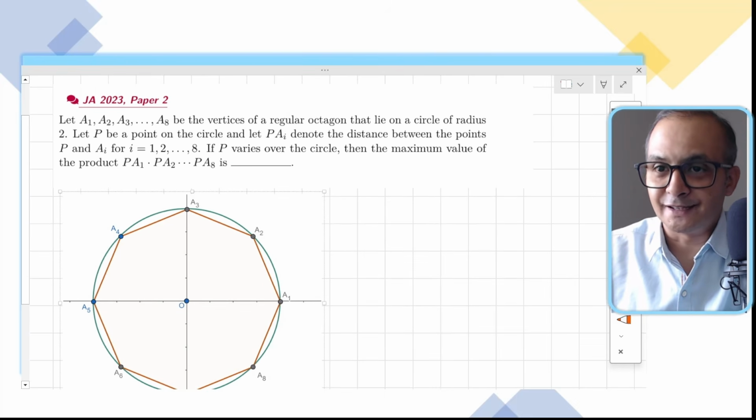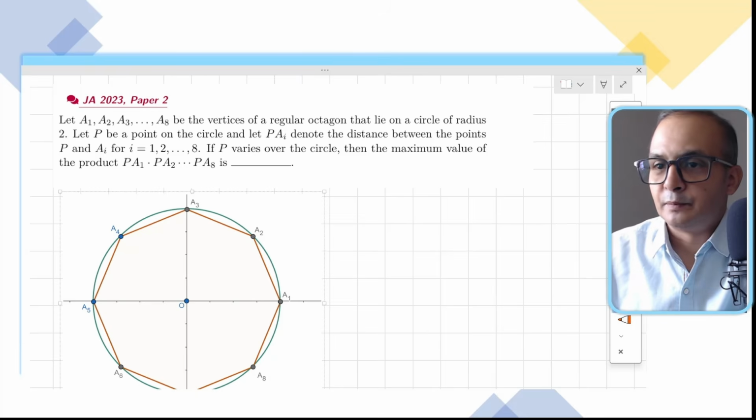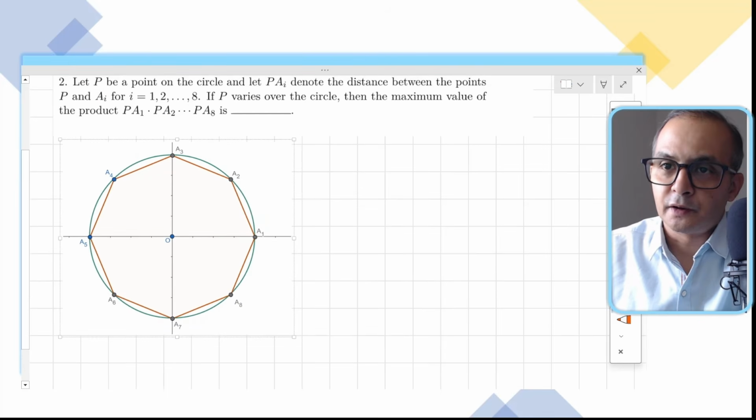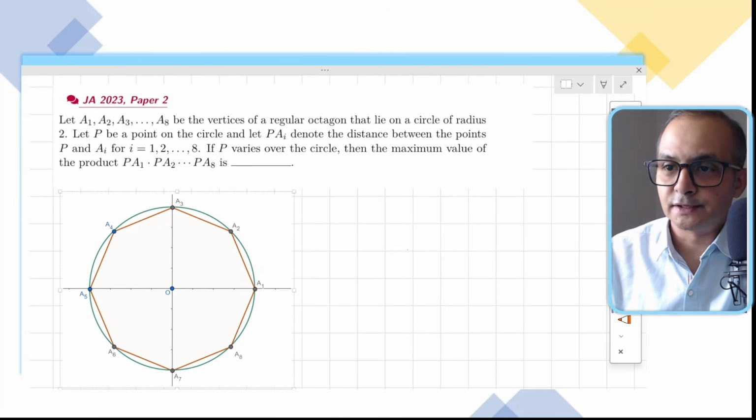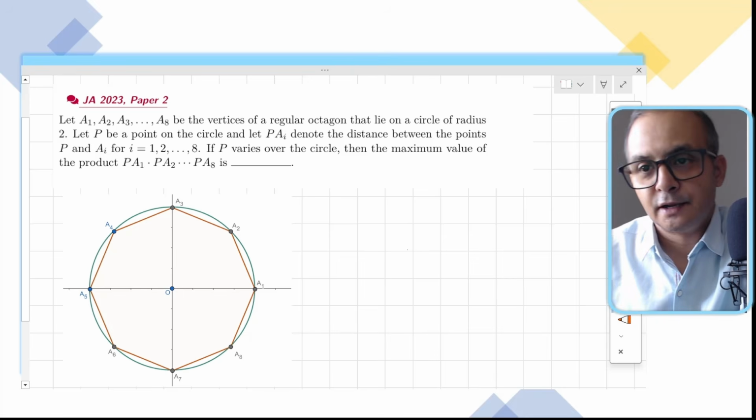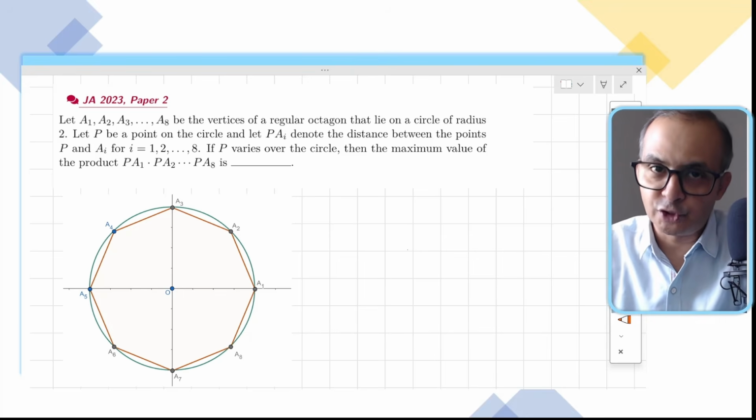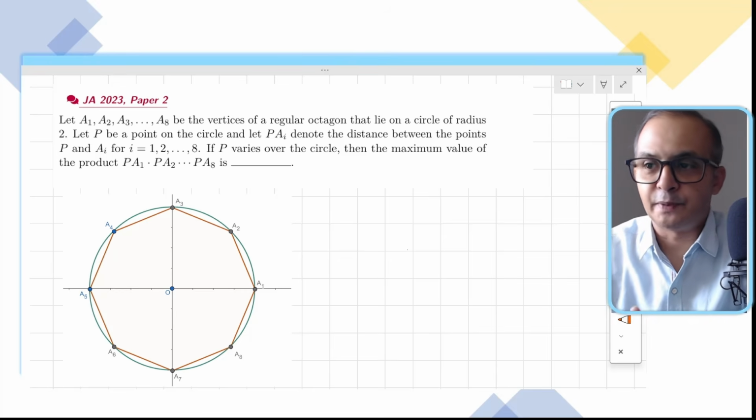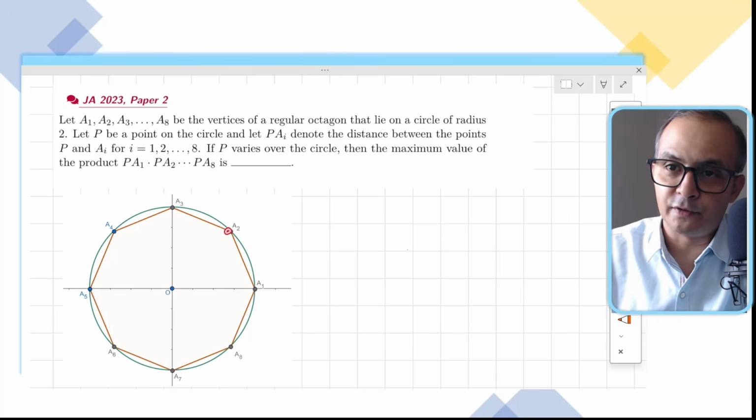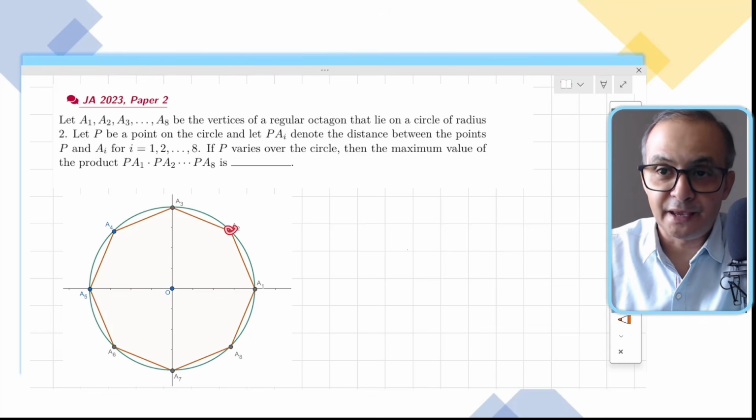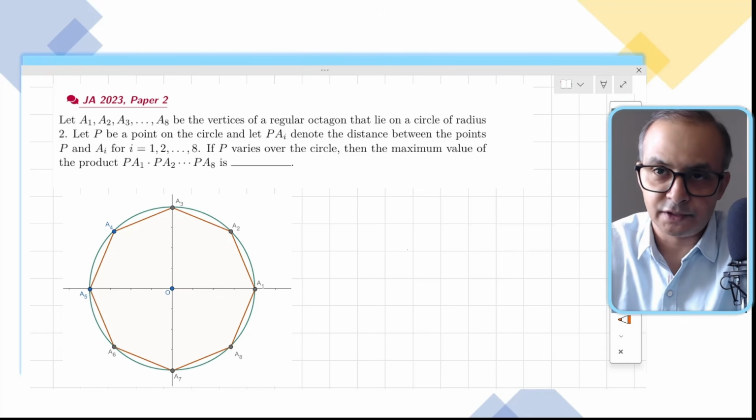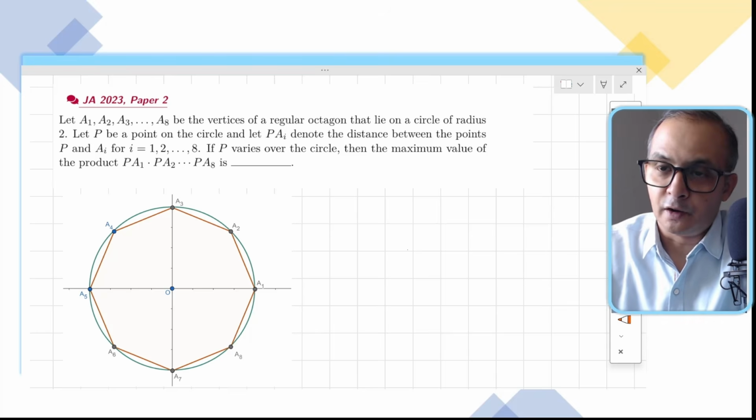So please understand, we have to choose any point over this circle. How do we understand where to choose the point P so that the product will be the maximum? Of course, we cannot choose P at any vertex of this octagon. Otherwise, the distance between P and that vertex becomes 0, and that will make the product the minimum value, which was not the intention of the question.